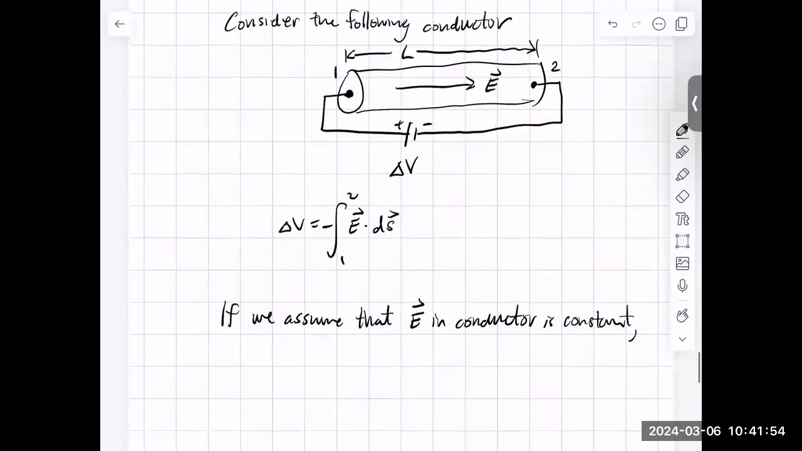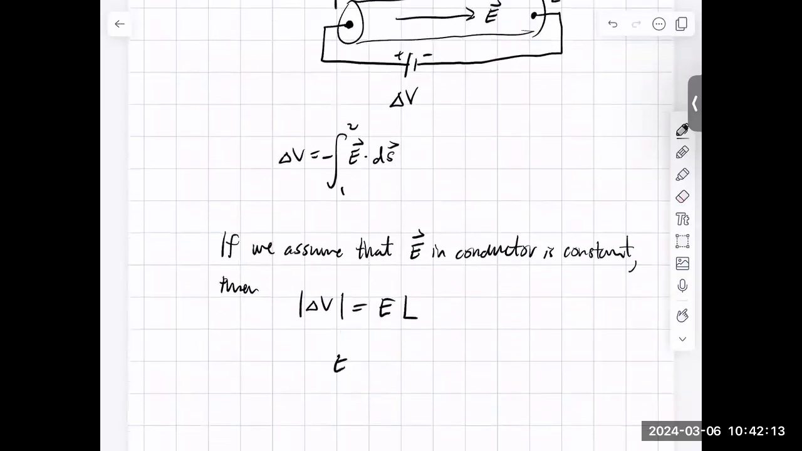So if we assume the electric field in the conductor is constant, then the absolute value of this voltage change can just be expressed as E times L. And that means that E is delta V divided by L. Where I'm just going to ignore the sign. I only care about the absolute value of this voltage difference for this argument. And so this is going to be equation 3B.